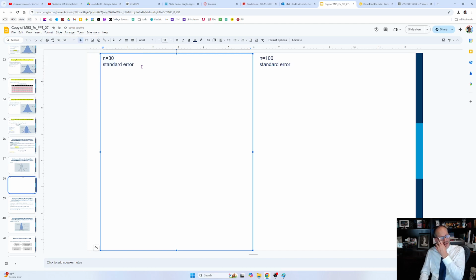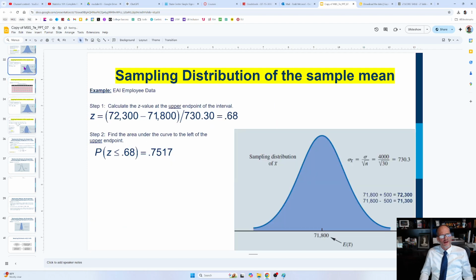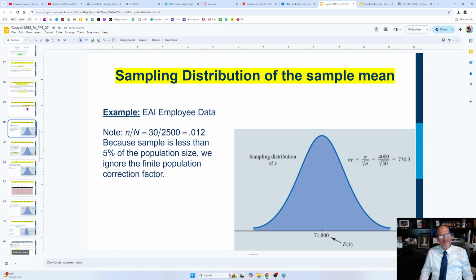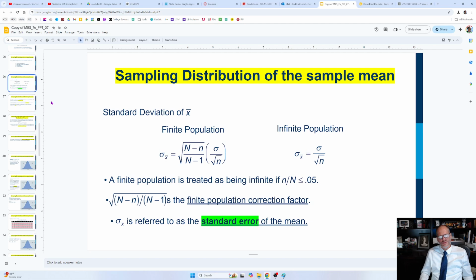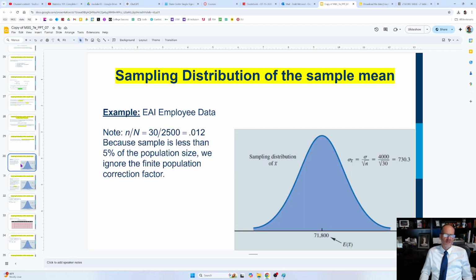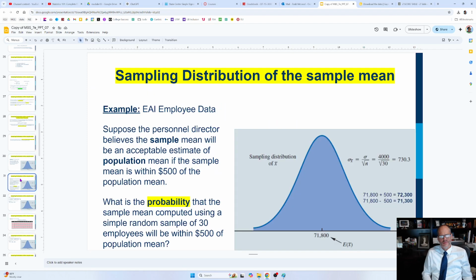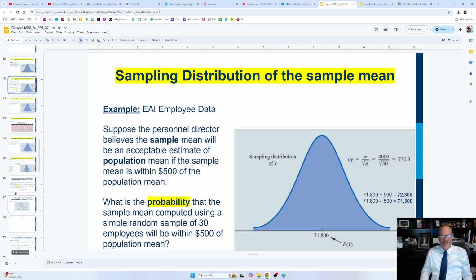All right, so now we want to calculate our standard error. Our formula for the standard error, if we have 30 or more, is the standard deviation over the square root of n. And the standard deviation for our population in this situation is 4,000. So here it is right there, 4,000. That's just given to us in this diagram. And so we need 4,000 over the square root of our sample size to get our standard error.